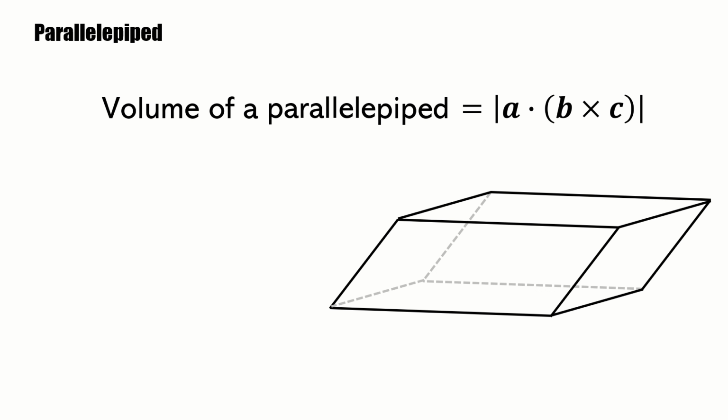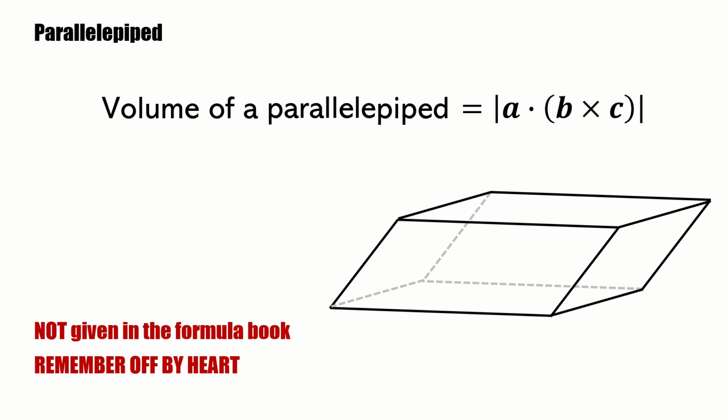So really, that's all there is to it. It's just that formula. Just like before, unfortunately, this formula is not in the form booklet, so you need to remember it off by heart. Good news is, though, because it's so similar to the tetrahedron one, you just need to effectively remember one of the formulas. I often remember the tetrahedron one, and then just remember the parallelepiped doesn't have the 1/6 in front of it.